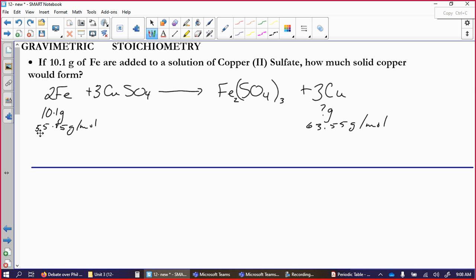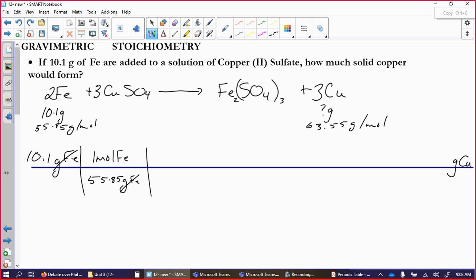so the mass that we're given, we're going to 10.1 grams of iron. We want to find way over here grams of copper. So I don't want grams of iron. I need to convert this to moles. So 1 mole of iron weighs grams of iron, and grams of iron go away. You do that calculation, get moles of iron.